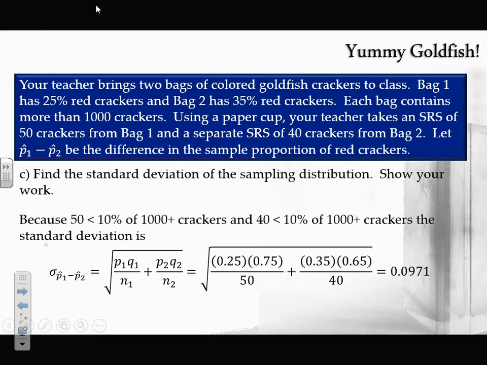So shape, check what? Large counts. If it works, then the shape is approximately normal. Then we would check center. Center is just the difference, so just subtract the two values. And the standard deviation, we check 10%, and if it works, then PQ over N plus PQ over N, square root. Okay, that's it.